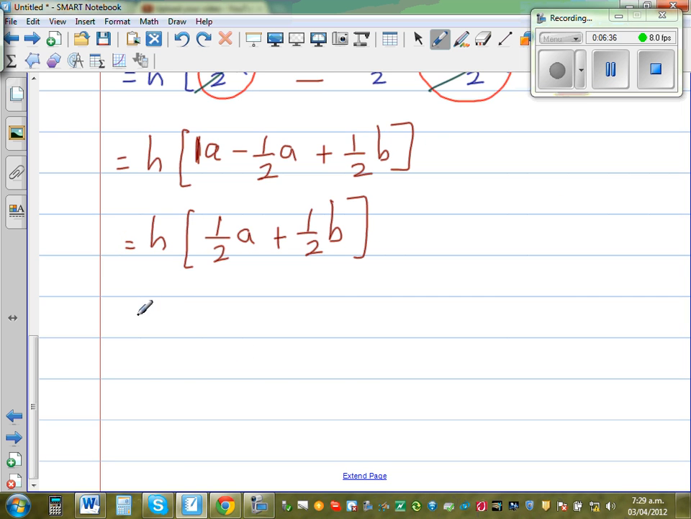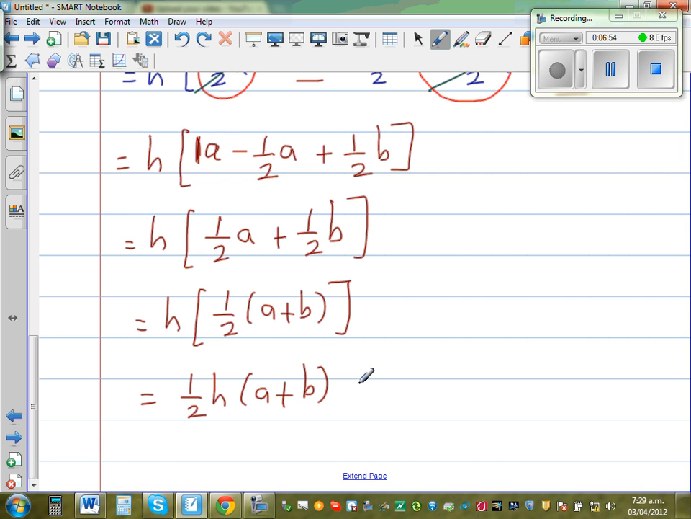Okay, so this is nothing but h times half of a plus half of b, which is the same as half of a plus b. You can factor out half, and this is nothing but half of h times a plus b, which is the same as writing half of a plus b times h.